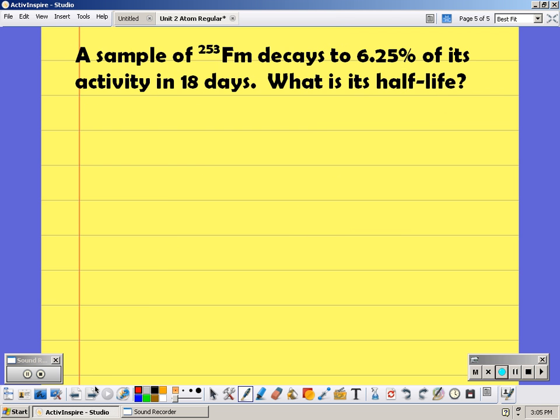And then finally, we don't worry about the isotope. It decays to 26.25%, so this is my end point. Now, because it's a percent, I know that I have to start at 100%. It says that the activity is done in 18 days, so this is my total time. And I'm looking for the half-life.